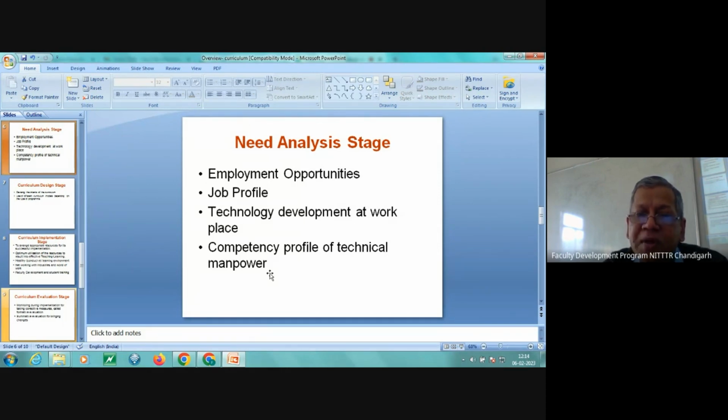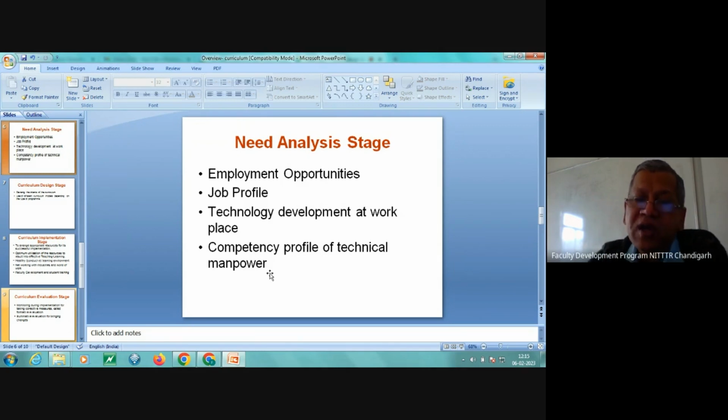Need analysis actually means identifying what the employment opportunities are, finding out what the job profile will be, what type of technical advances there are, what the state-of-the-art technology is in that particular field for which we have to design the curriculum, and what the competency profile of the program will be. Competency profile of the students after they pass a particular degree or diploma level program.